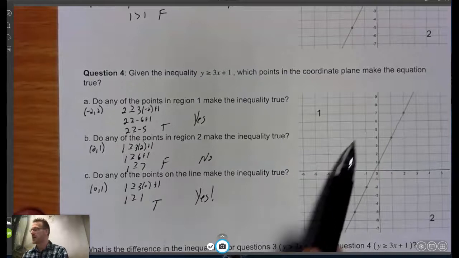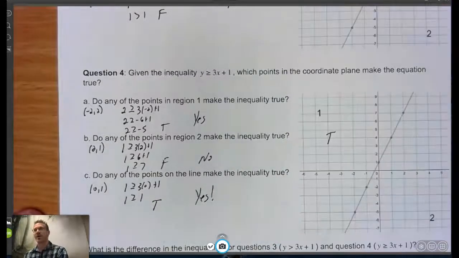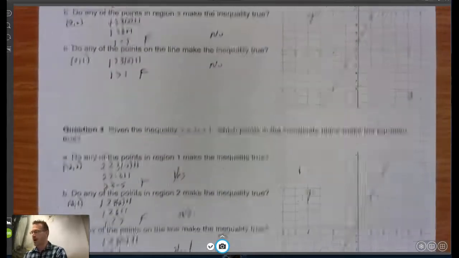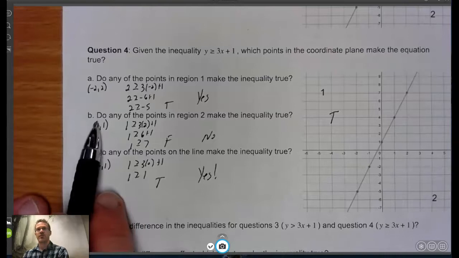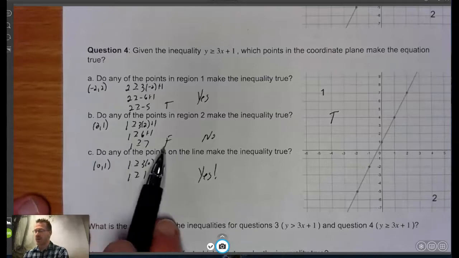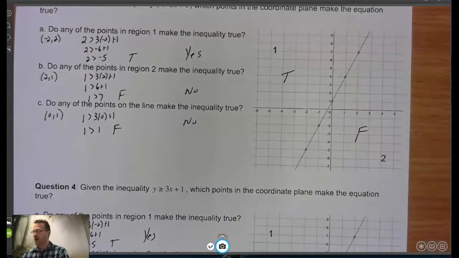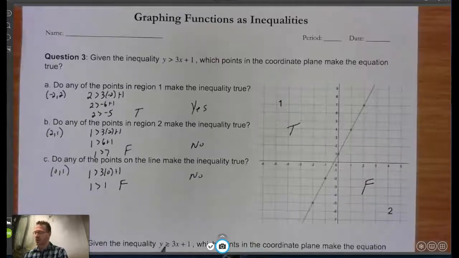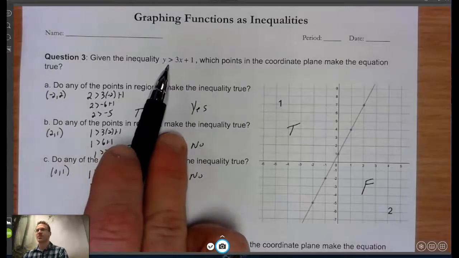So region 1 still makes this true, just like it did above. Both of those regions are true. Now let's go to region 2. When I plug in (2, 1), I get 1 is greater than or equal to 7. That's still false. It was false up here, and it's false down here. That should make sense because it's still greater than, so that relationship isn't going to change.